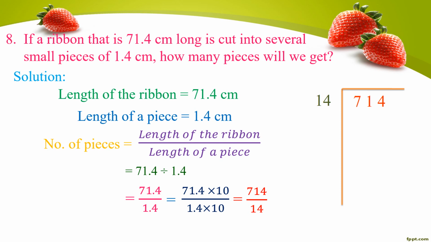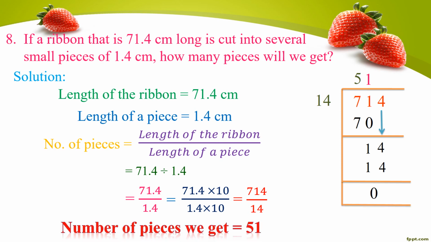Number of 14s in 71 is? Yes, 14 5s are 70. On subtracting 71 and 70, we get 1 as remainder. Now bring down 4. Now the number is 14. 14 ones are 14. Remainder is 0. Number of pieces we get is equal to 51 pieces.